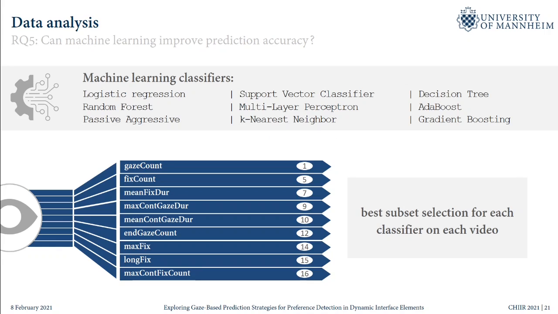In the next step, we applied machine learning classifiers to see whether the predictions can be further improved by using feature vectors instead of a single gaze feature. Since visual bias can only be accounted for if we train the classifiers for each video individually, we performed best subset selection for each classifier on each video.